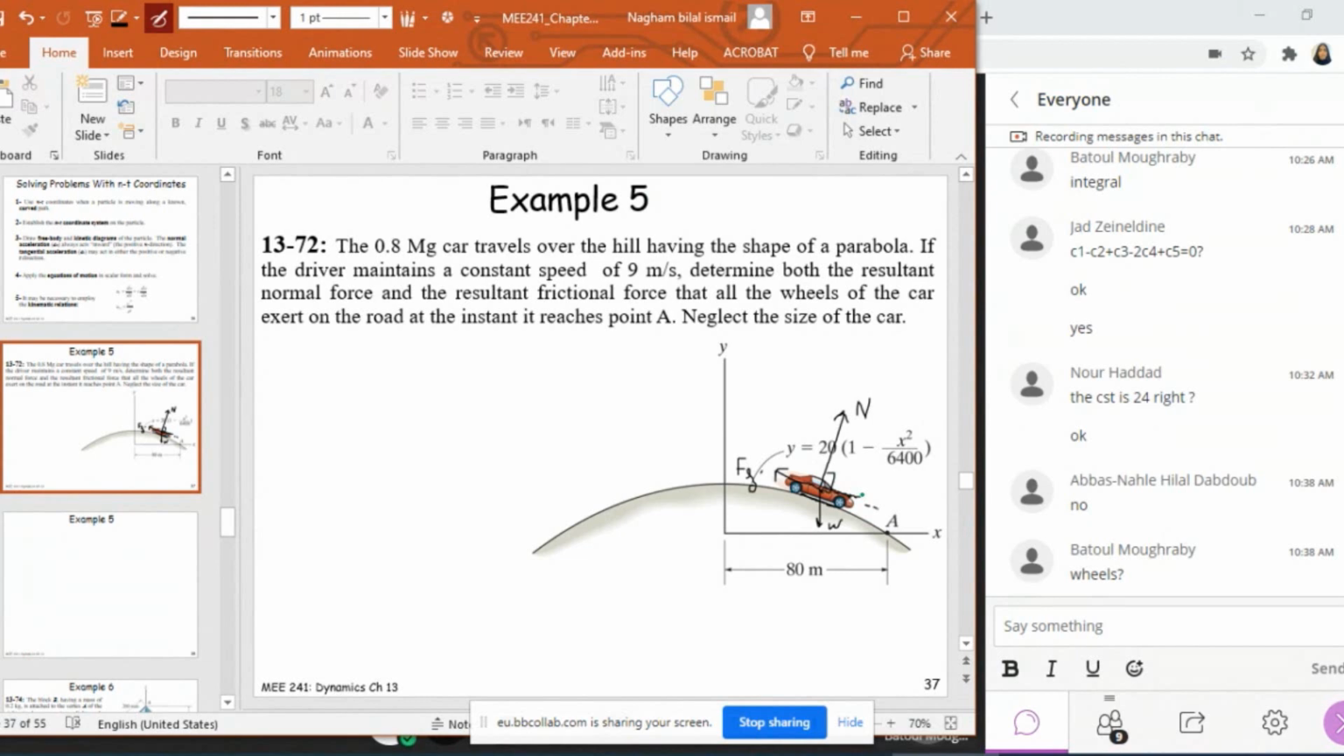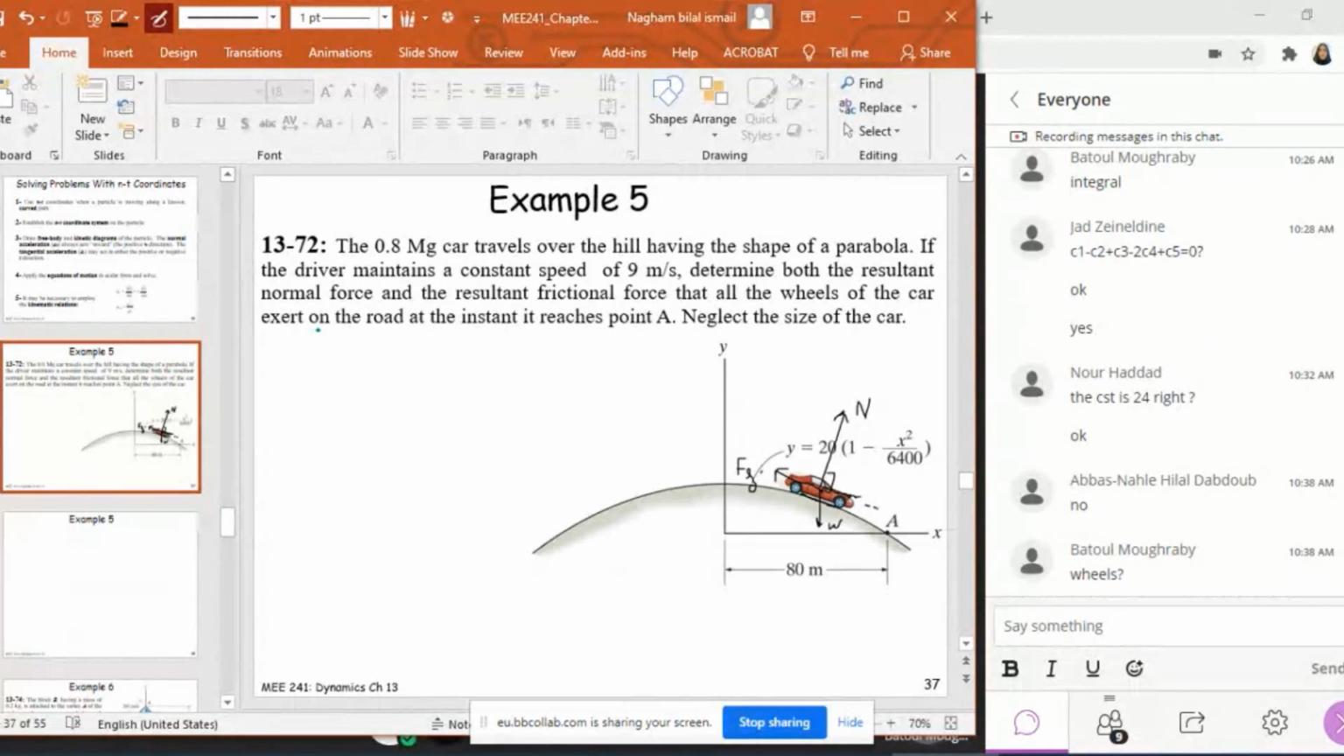In fact, no, because I am traveling over the hill and I have to find the resultant friction force that the wheels of the car exert. As if, guys, there is no engine force. I mean I am even driving on the brakes. All right? Okay, guys?